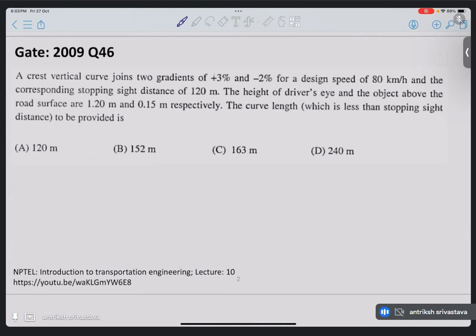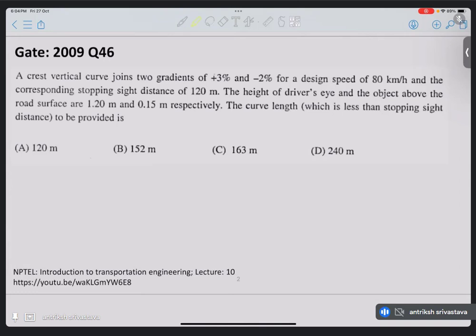Okay, so this is our first question, GATE 2009, question number 14. It is related to the summit and valley curve. Let's see which one it is. A crest vertical curve joins two gradients of plus 3% and minus 2% for a design speed of 80 kilometers per hour, and the corresponding stopping sight distance is 120 meters. The height of the driver's eye and the object above the road surface are 1.2 meter and 0.15 meter respectively. The curve length, which is less than the stopping sight distance to be provided, is.